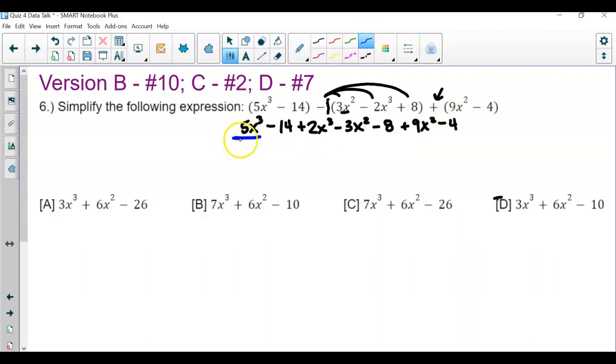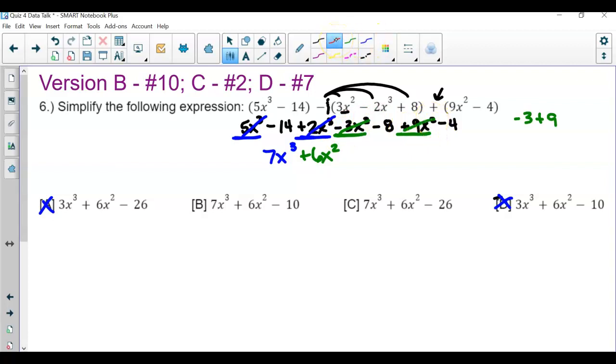I have 5x cubed plus 2x cubed is now 7x cubed. So I'm done with those terms, and I notice I need 7x cubed. So I'm going to mark off A and B here. Then continue with the squared. You have negative 3x squared plus 9x squared. So negative 3 plus 9 is positive 6x squared. Then I'm going to cross those out and continue on.